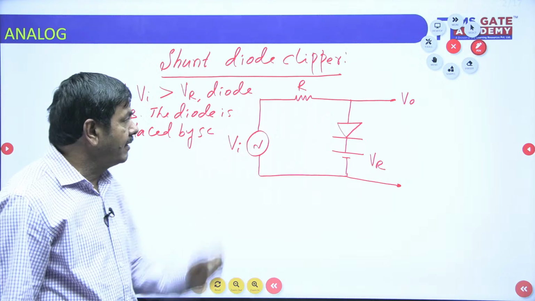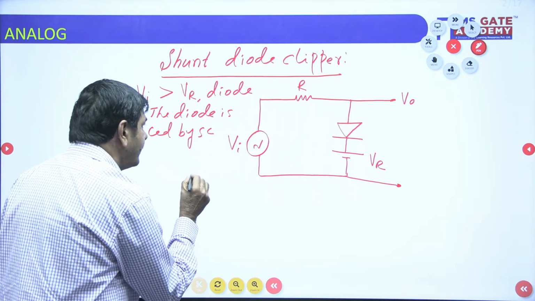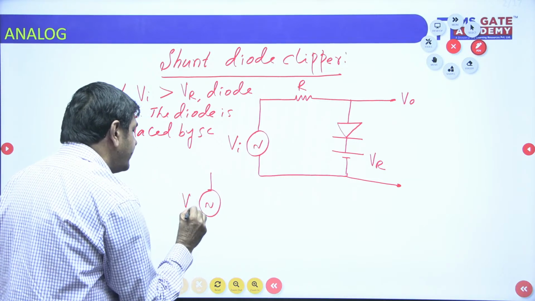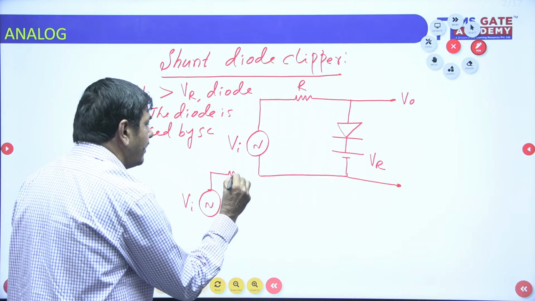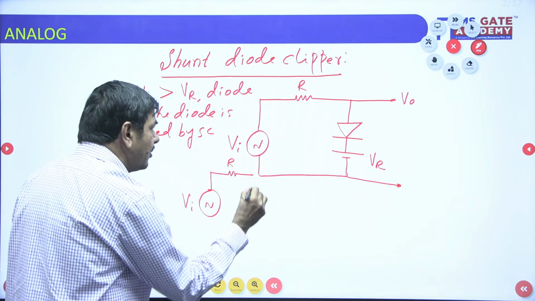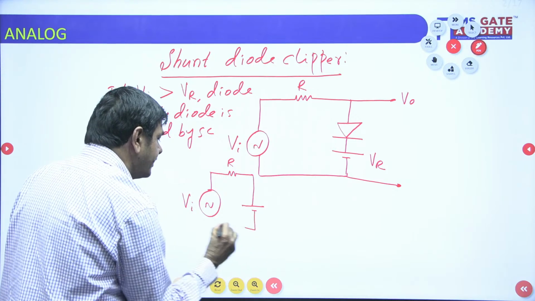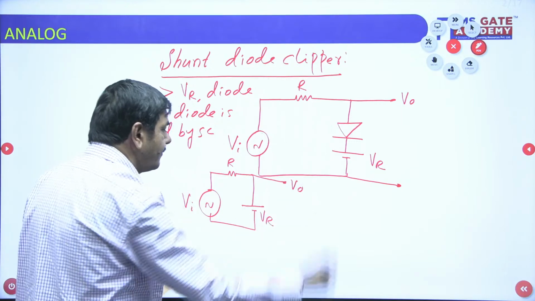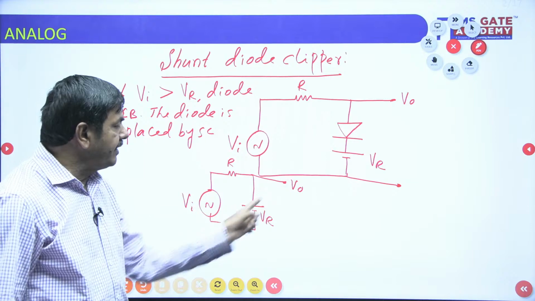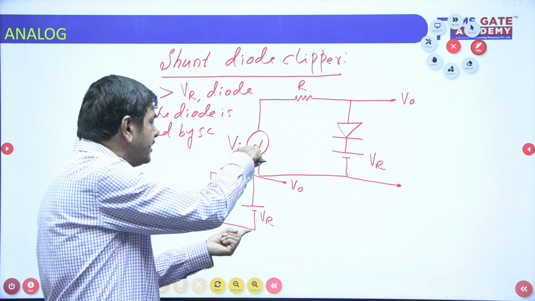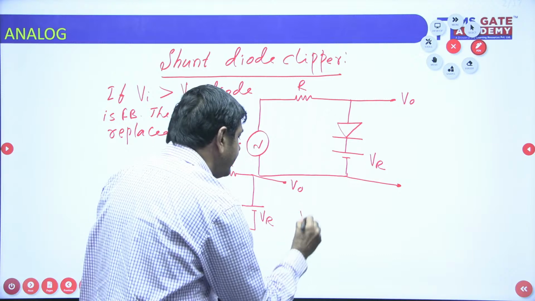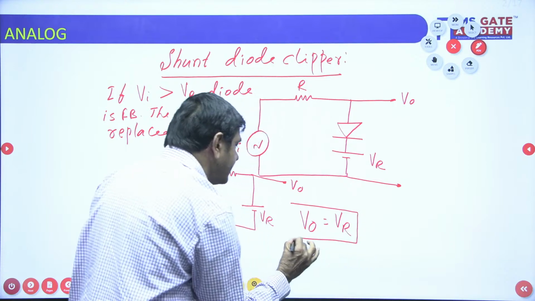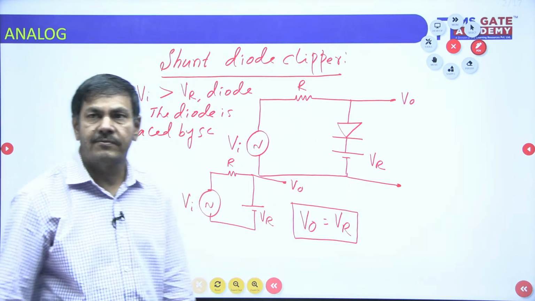I would like to draw the network like this now. Here is the source Vi, and here the given resistor R. The diode is shorted. The source Vr exists here now. But I wish to take V0 from this terminal. V0 equals Vr only, since V0 is nothing but the voltage across these two terminals, which is Vr. That is the output voltage possible when the diode is forward biased.